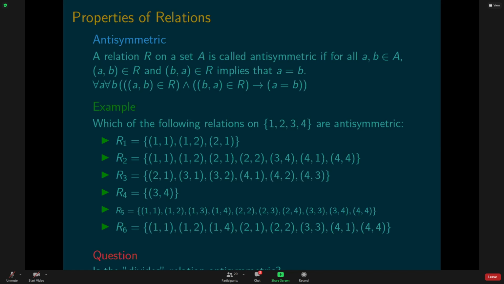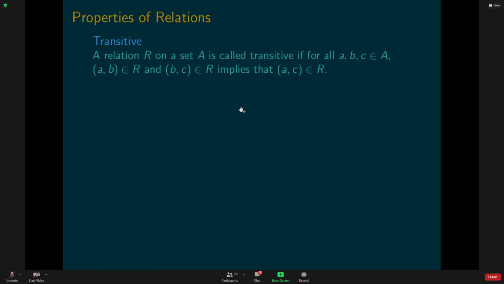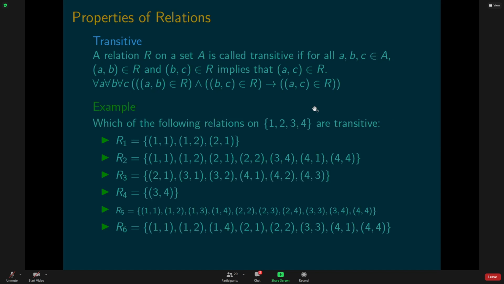So divides is antisymmetric because if A divides B and B divides A, then we can prove that A is equal to B. Okay? Transitive. So if we have AB in R and BC in R, then AC is in R. So for all A, B, and C, if these two hold, then AC is also in R. Which of these are transitive?